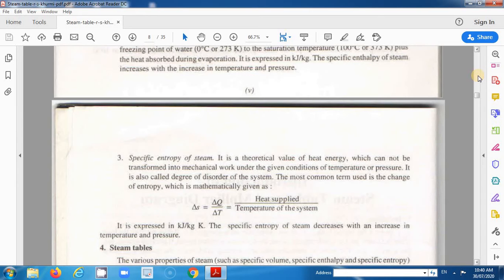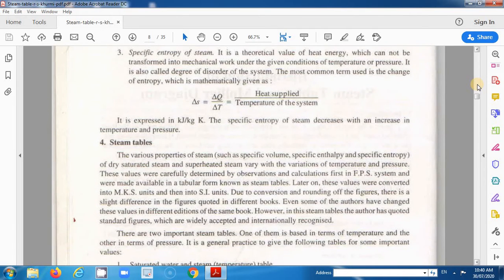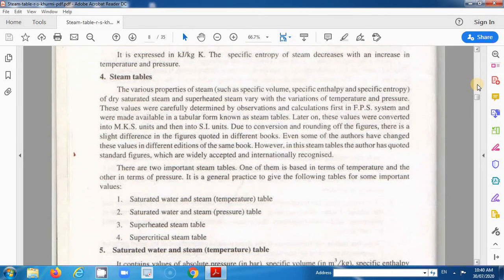The most common term used is the change of entropy, which is mathematically given by dS equal to dQ by dT, that is, heat supplied divided by the temperature of the system. It is expressed in kilojoules per kg Kelvin. The specific entropy of steam decreases with increase in pressure and temperature. So these are some important properties. Already we have seen latent heat, sensible heat, heat of superheat, specific volume, all these terms.